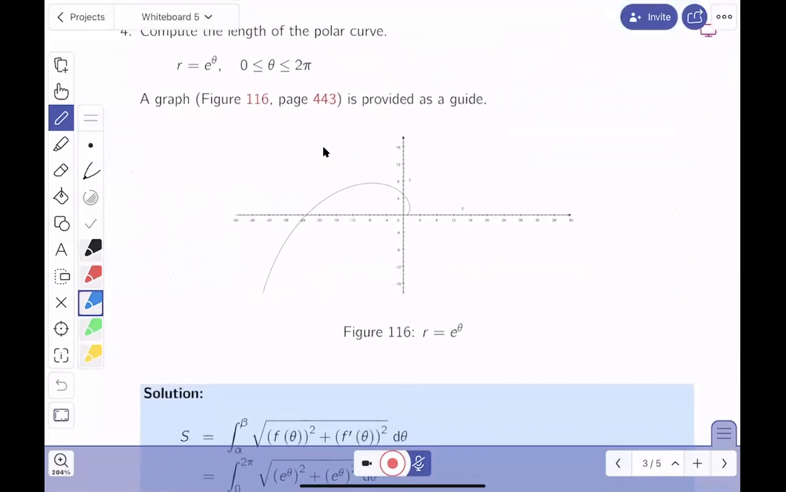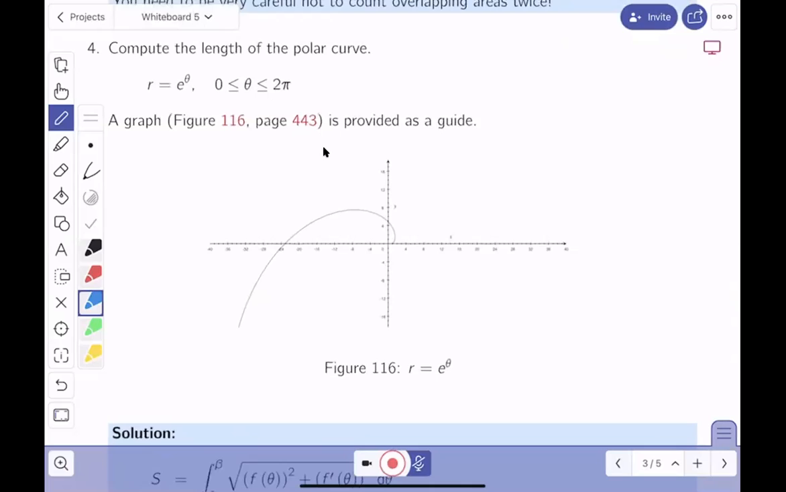And again, they provide a graph. And what's nice about having a graph is it saves me time and effort. And I got to do it. So I'm going to say R, let me go back to black, R is a function of theta. And what is it? It's e to the theta. So I'm going to write down f of theta is e to the theta.